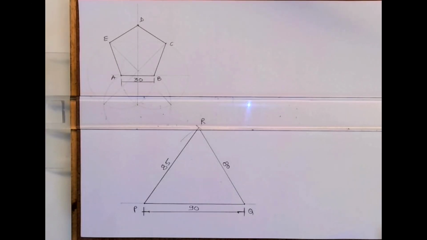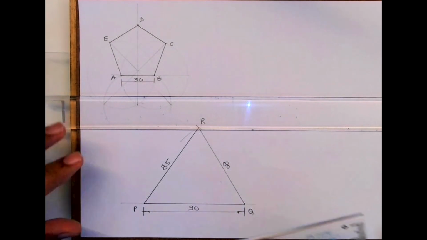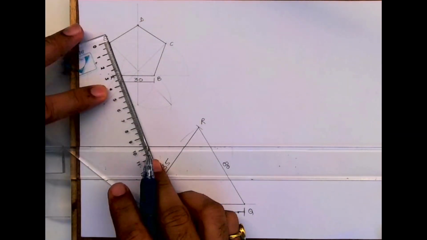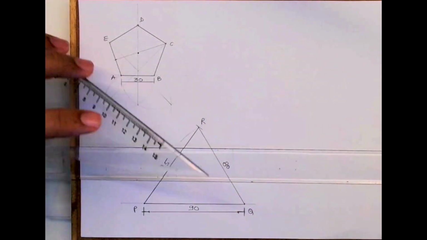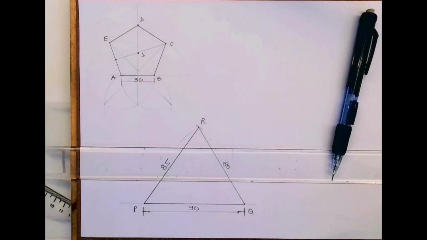Welcome to Technical Drawing. Today we need to convert these two diagrams into a triangle, and in that also we need to take half the area of pentagon plus this triangle into one triangle. So what I will do, first I'll find out the center point of this pentagon, let's say point 1.